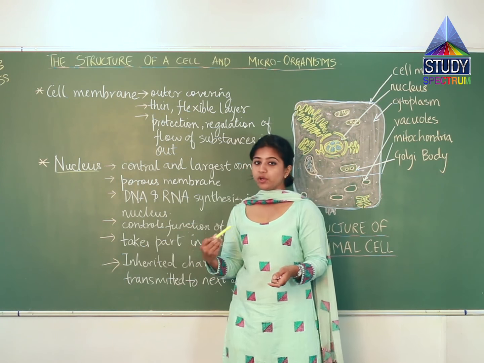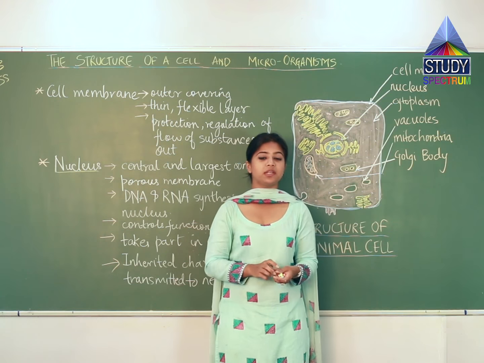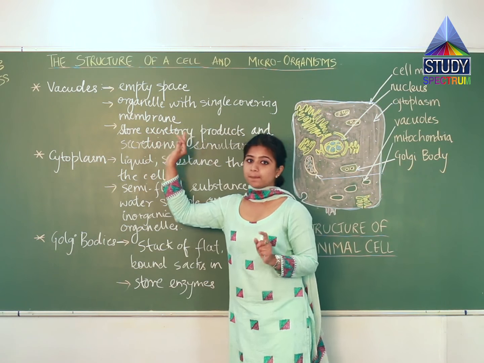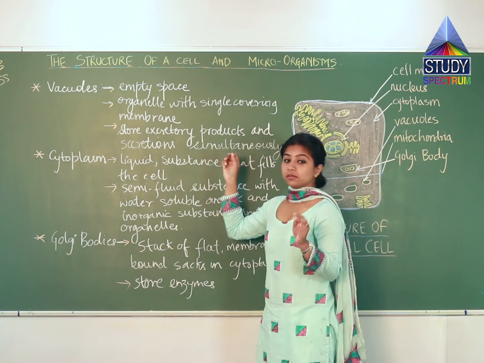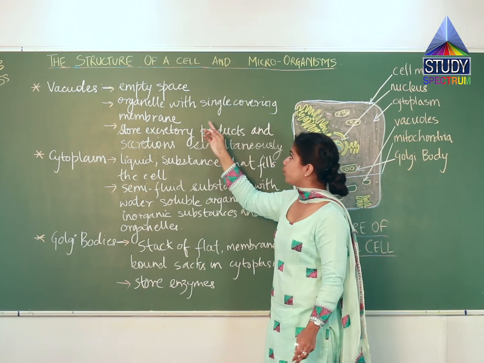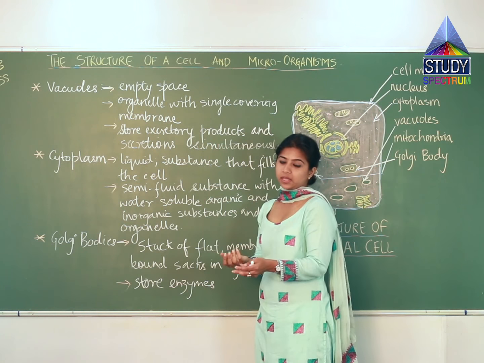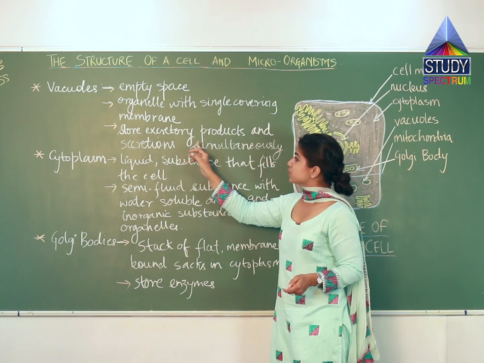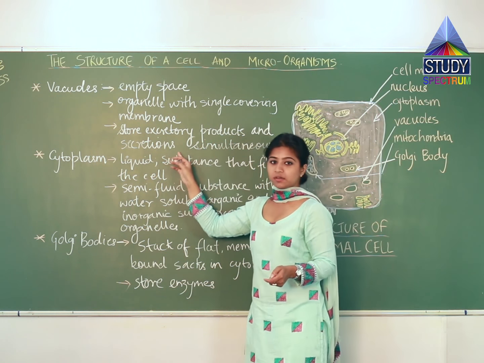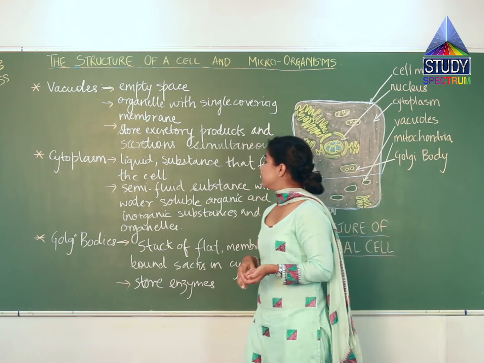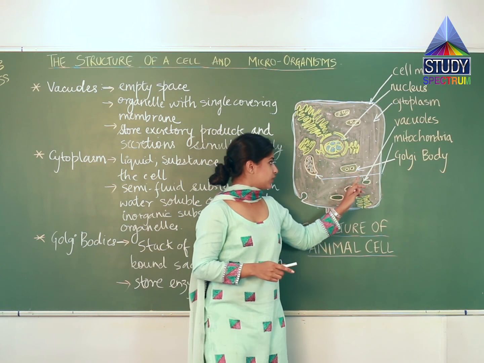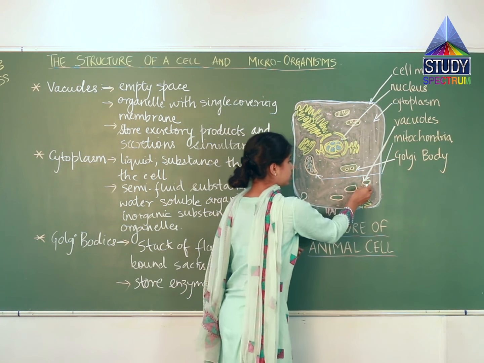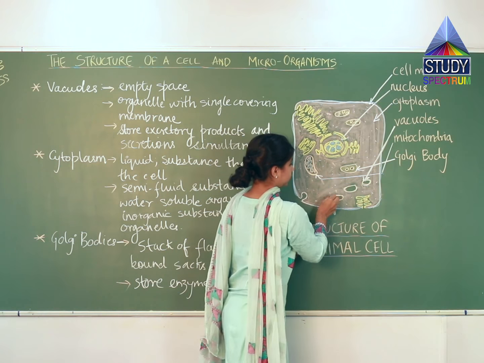So let's move on to the next part, that would be the vacuoles. The vacuoles are nothing but empty spaces, organelles with a single membrane covering on them. Also, the vacuoles store excretory products and secretions temporarily. Over here you can see the structure of vacuoles. I've marked it right over here. This is the first vacuole, the second, the third.